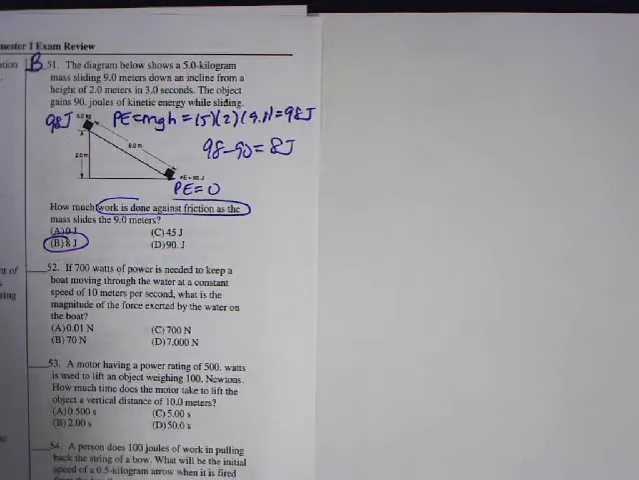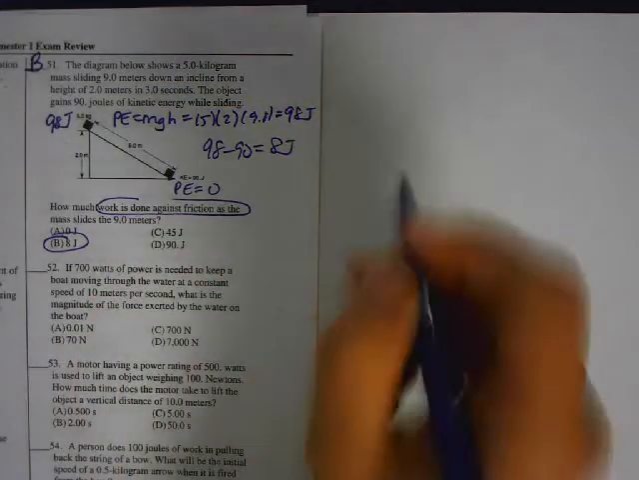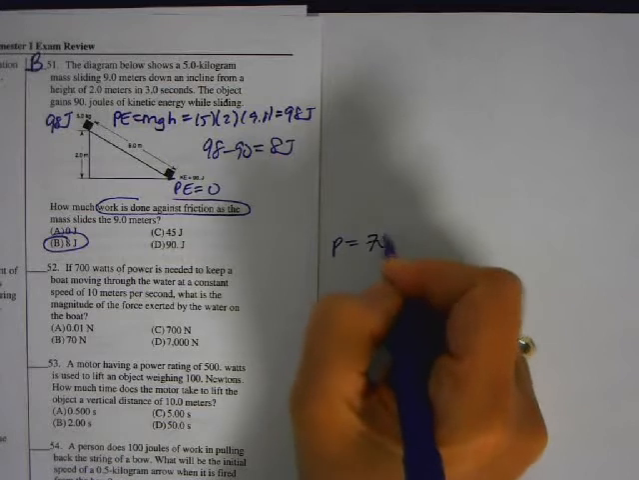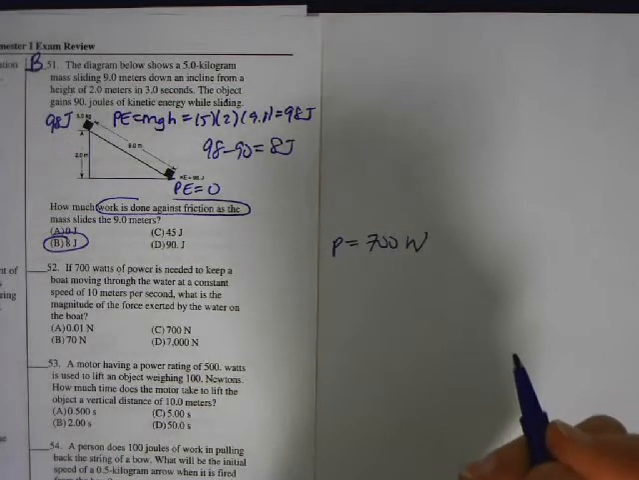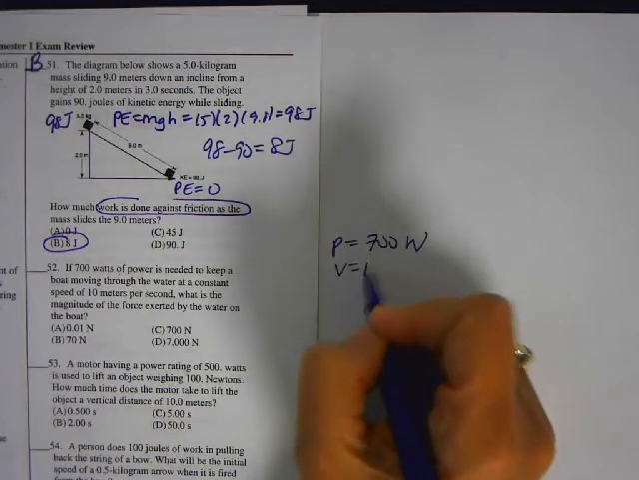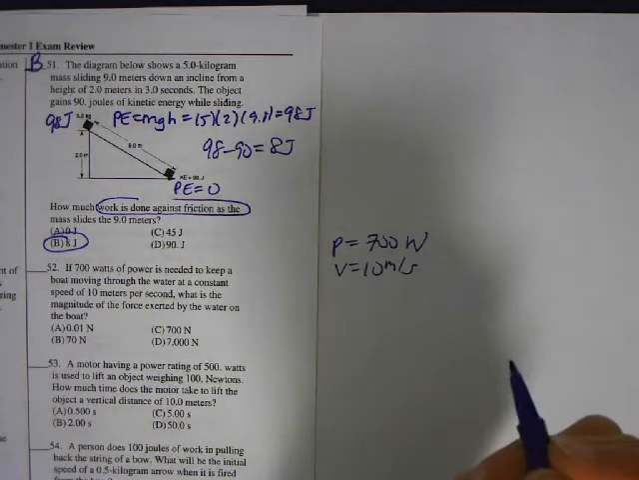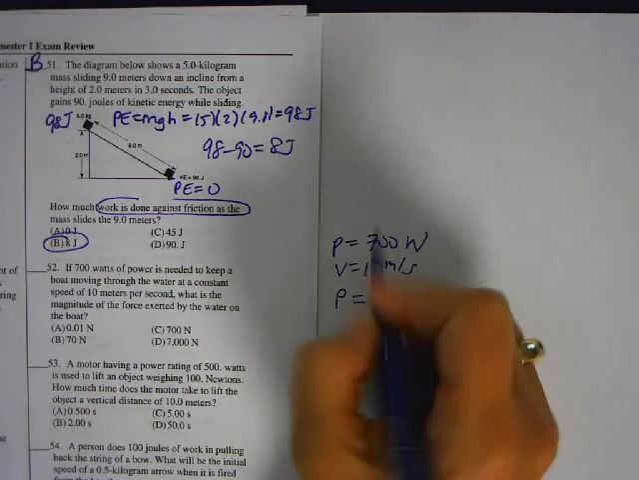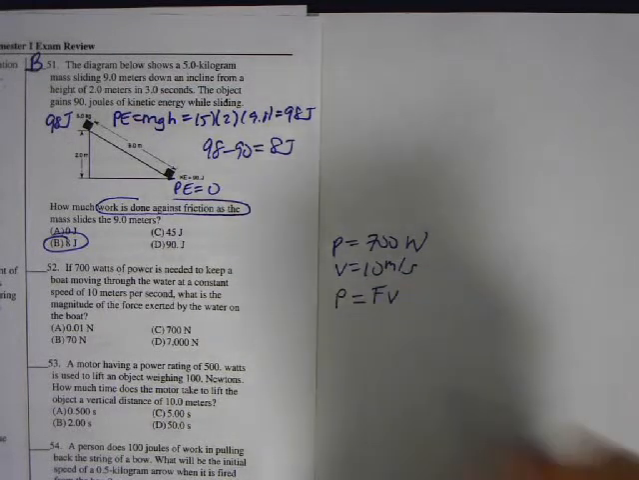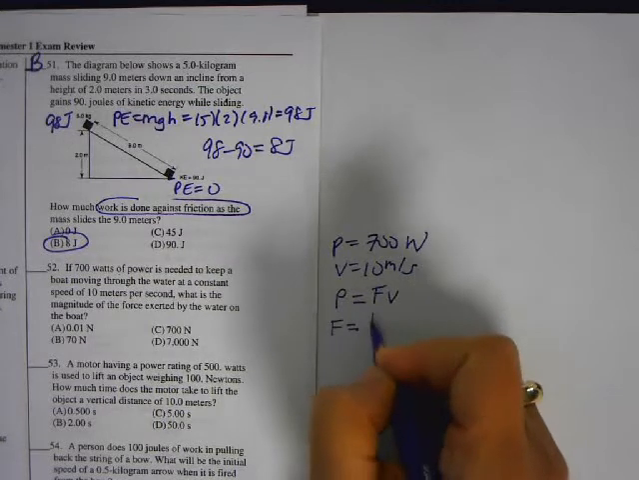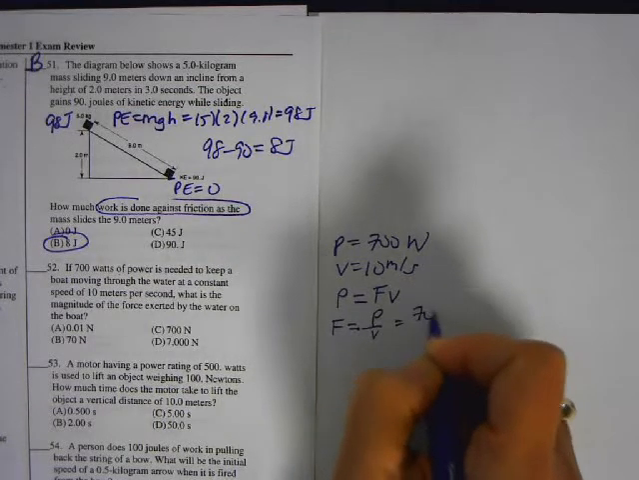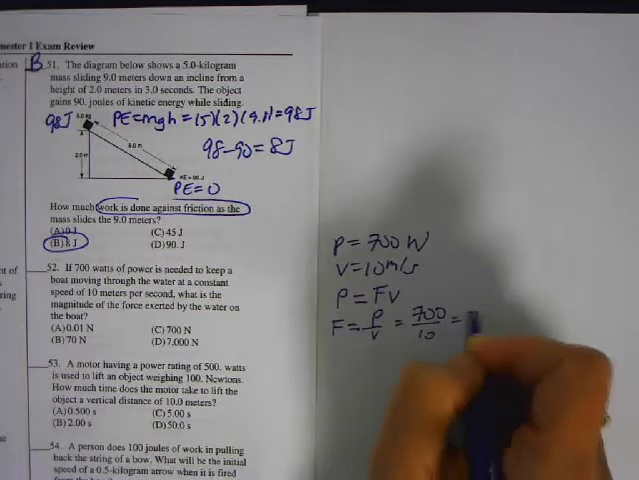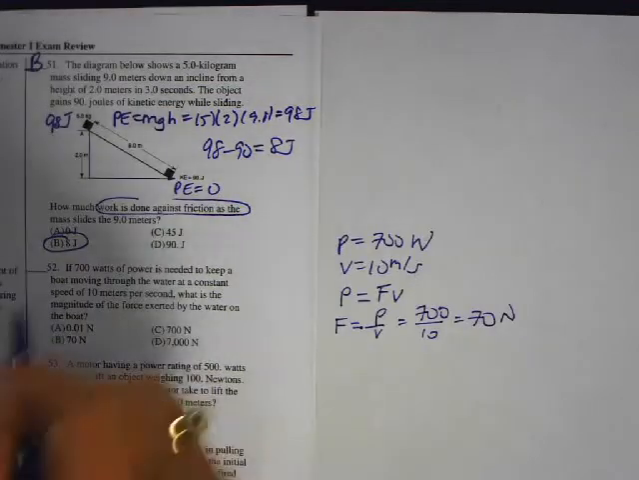Number 52, if 700 watts of power, so power is equal to 700 watts, is needed to keep a boat moving through the water at a constant speed of 10 meters per second, what is the magnitude of the force? So I know power is equal to work divided by time, but power is also equal to F times V. So F is going to be P over V, so 700 divided by 10 is going to be 70 newtons.